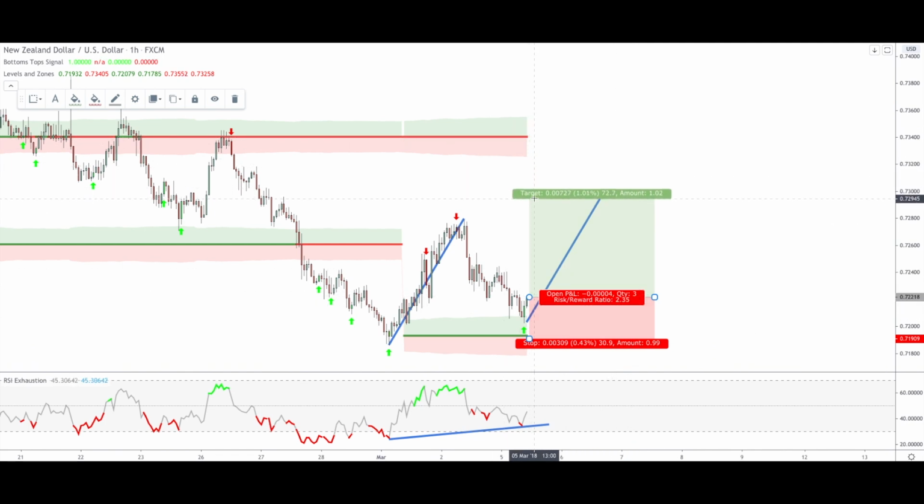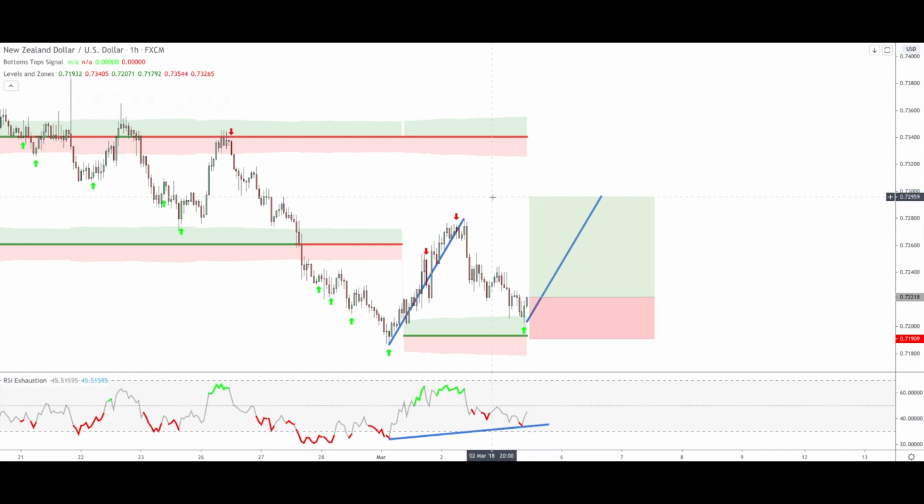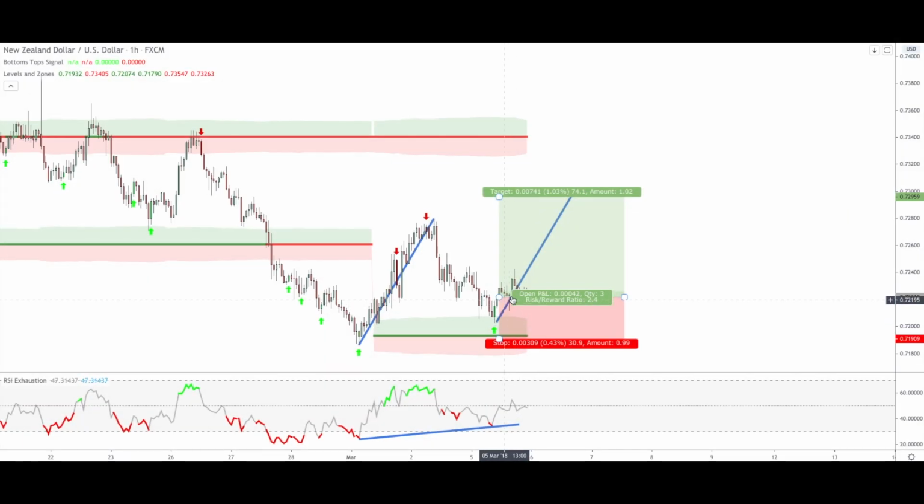Today I'm trading this opportunity according to the rules, so I'm just aiming for this target up here. So the trade is set, also in my trading account. Let's see how it evolves. Of course, I'll keep you updated. So the trade is running.